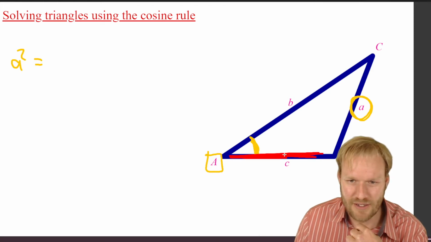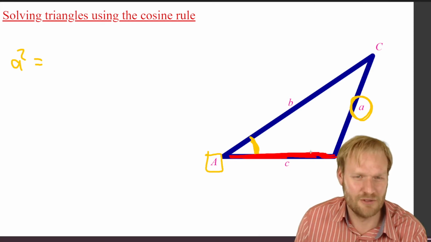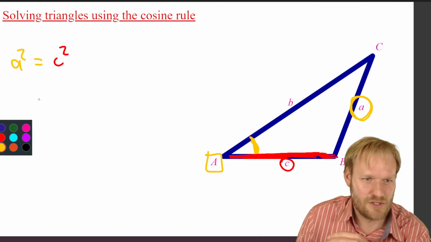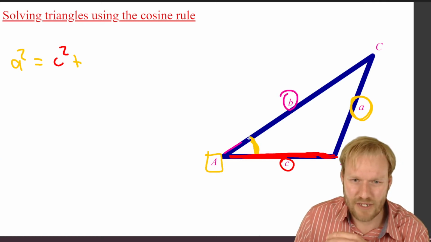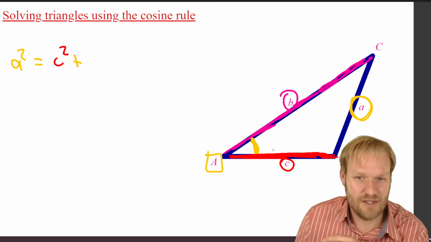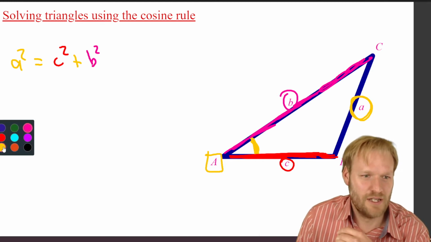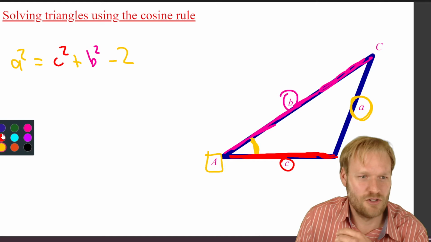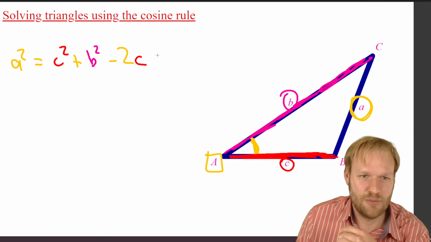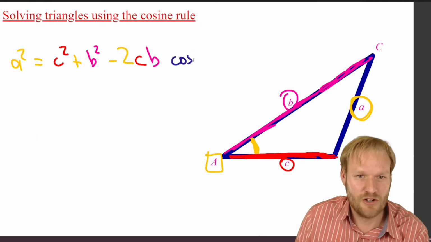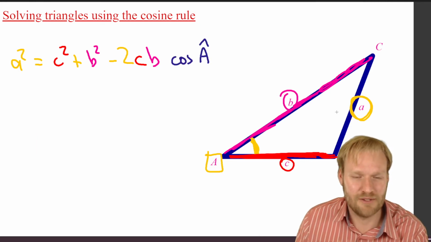So this one here feels like the area rule we looked at. We go C squared, and let's add this side here, B squared. Do you notice that we've got this angle that's in between these two sides, just like we had for the area rule? C squared plus B squared, and then we subtract 2CB in this case, and then it's the cos rule, cosine, so cos of angle A.